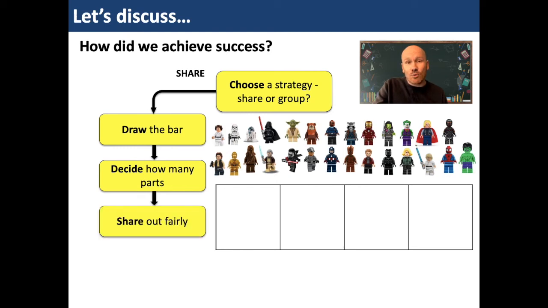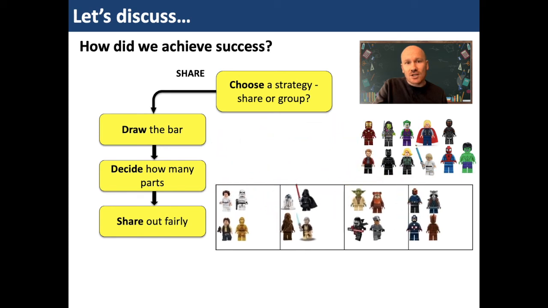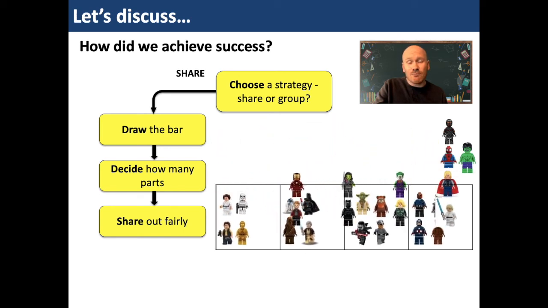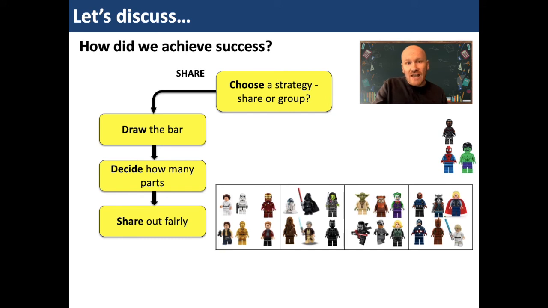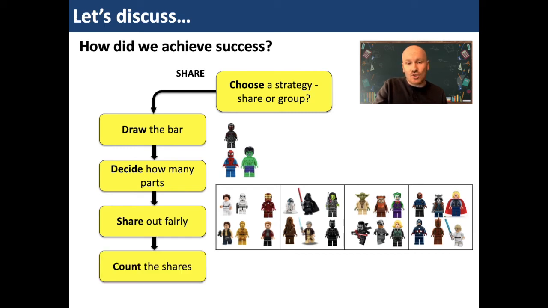Now, we didn't do it one at a time in this instance. We shared out 4 each and then 2 each. So we did it more efficiently. We were left with 3 extra, which we knew we couldn't share out because we couldn't split them up. So the last thing we need to do is just count up those shares. So in this case, we had 6 figures each and 3 spare.